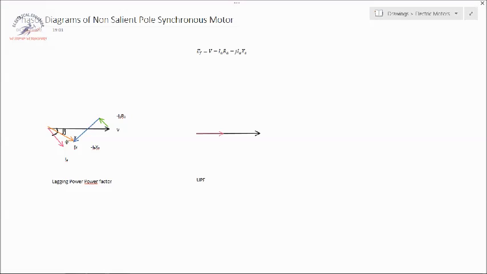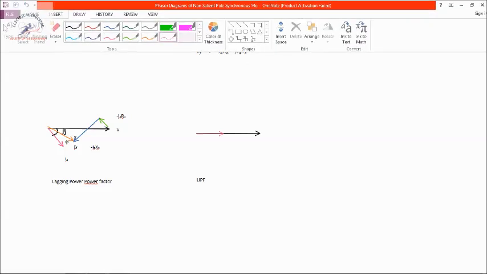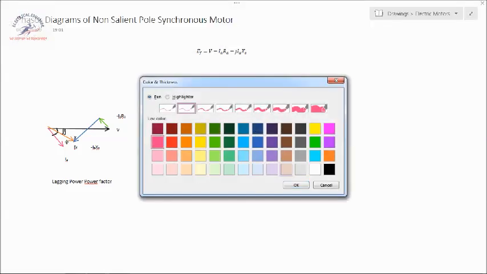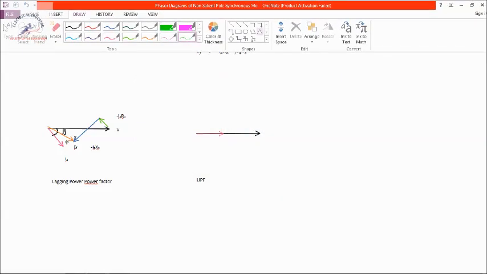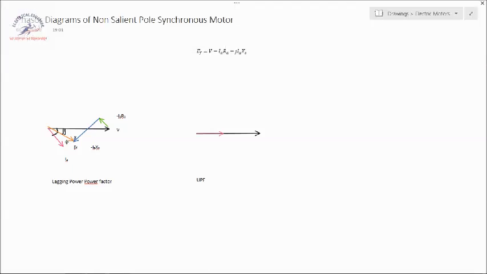Vector IaRa also should be in phase with Ia, but it should be less than the magnitude of Ia because resistance is less than 1 ohm. So vector IaRa will be here. Now I want vector minus IaRa, so I reverse the direction, because I want it to subtract from V. Okay, so vector IaRa, I am representing it here.